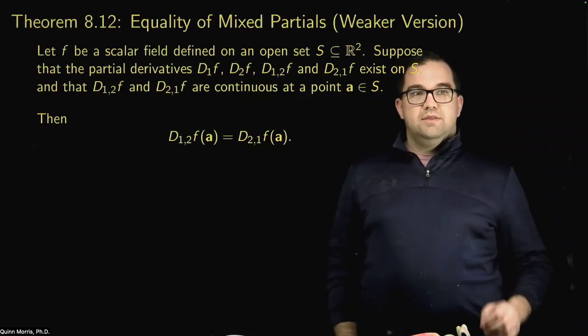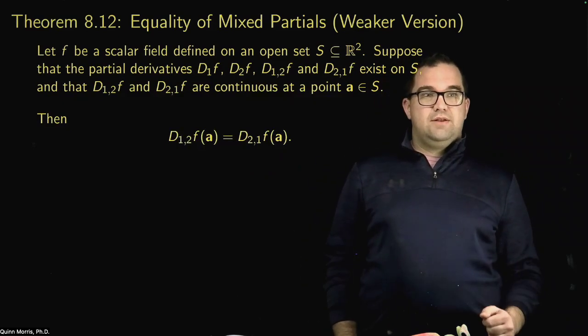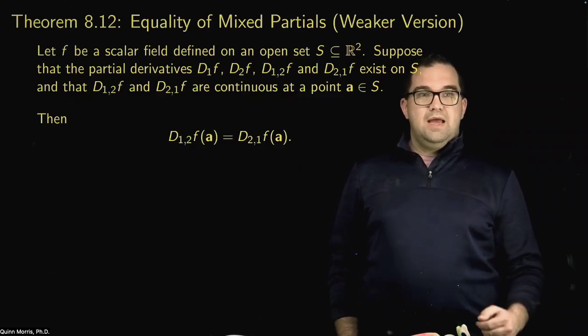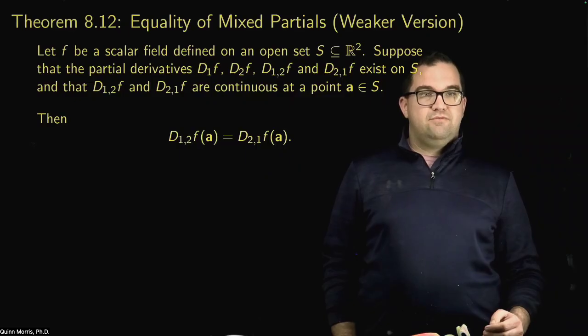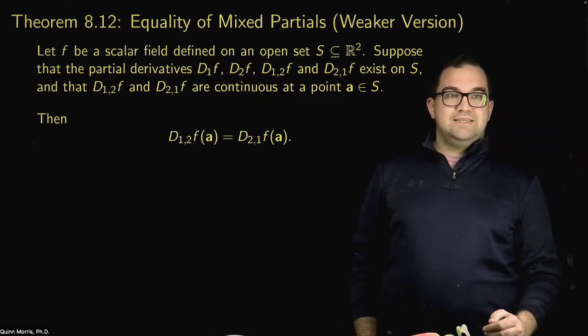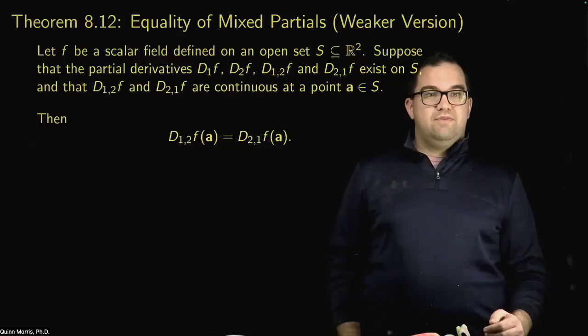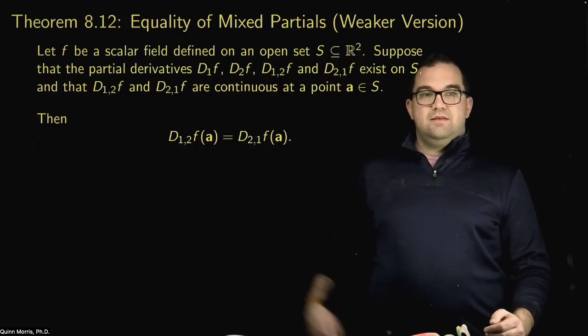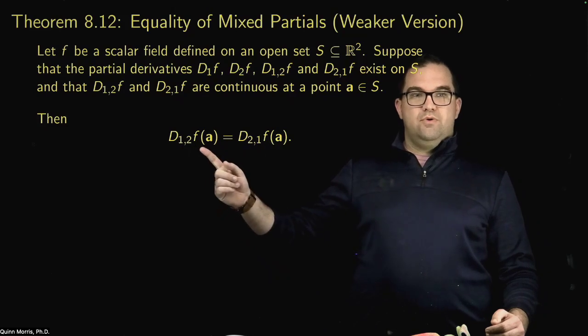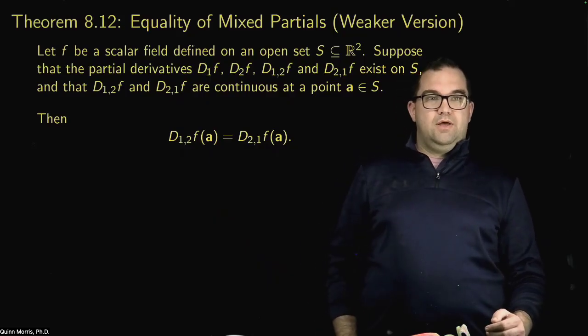As a reminder, this weaker version of Clairaut's theorem says that if we have a scalar field f defined on an open set S of R2, and if the partial derivatives d1f, d2f, d12f, and d21f all exist on that open set S, and if d12 of f and d21 of f are continuous at a point A in that set, then the mixed partial derivatives d12 of f at A and d21 of f at A will be equal to one another. Okay.